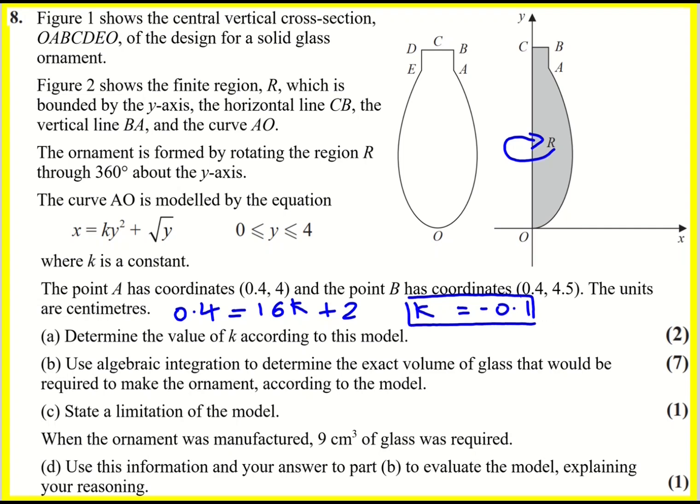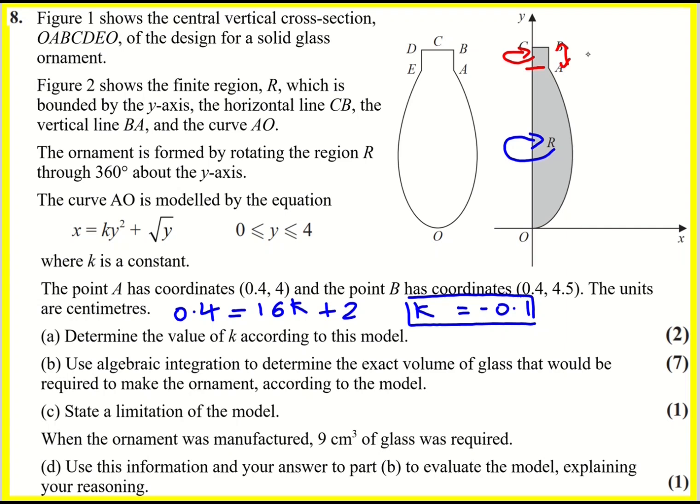Use algebraic integration to determine the exact volume of glass that would be required to make the ornament according to the model. So I'm going to split this into two parts. We've got the curve, which we're going to need to consider carefully and use integration for, and I've got this bit at the top, which is actually just a cylinder. So I can see I'm going from 4 to 4.5.